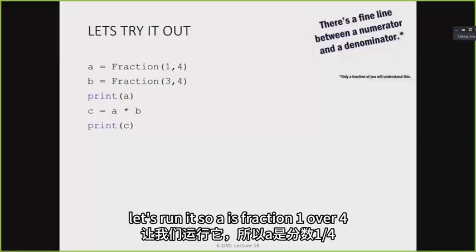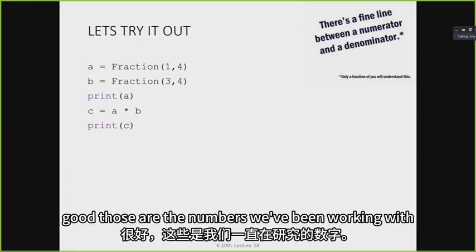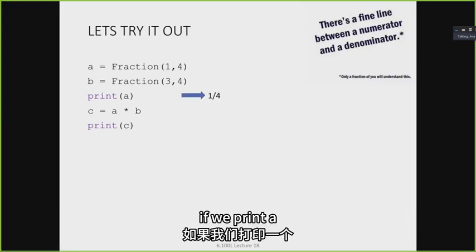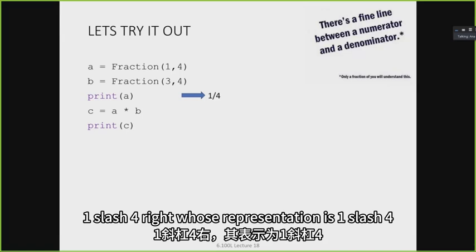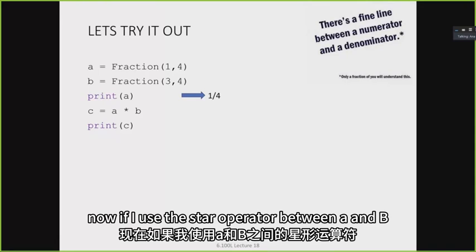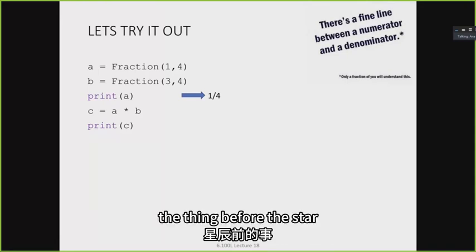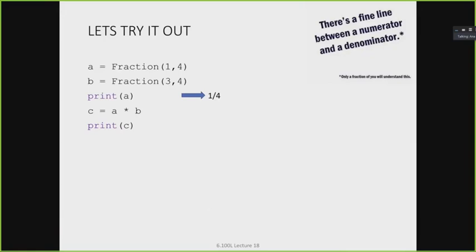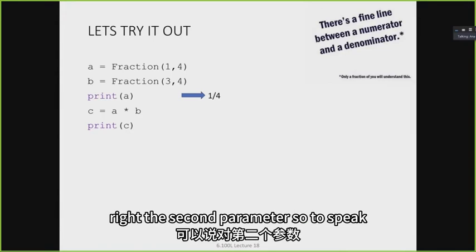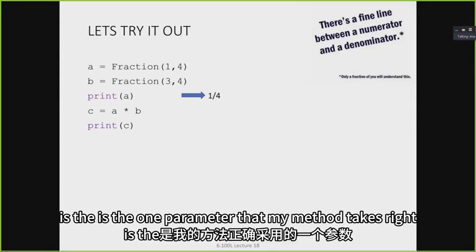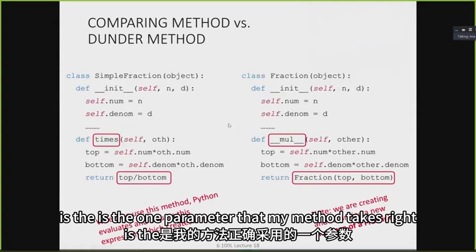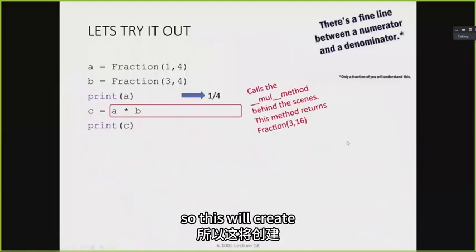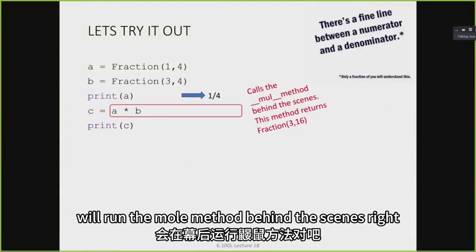Okay. Let's run it. So A is fraction 1 over 4. B is a fraction representing 3 over 4. Good. Those are the numbers we've been working with. If we print A, the print statement says this is the fraction object 1/4, whose representation is 1/4. Now if I use the star operator between A and B, the thing before the star is kind of like the thing before the dot. It's the self. It gets mapped to self in my double underscore mul. And the thing after the star, the second parameter, so to speak, is the one parameter that my method takes, other. So this will run the mul method behind the scenes.